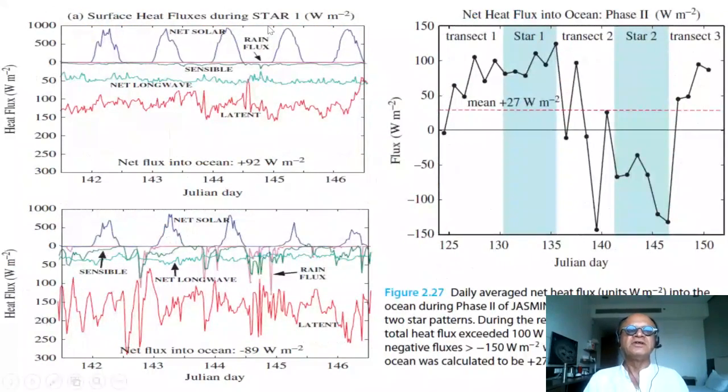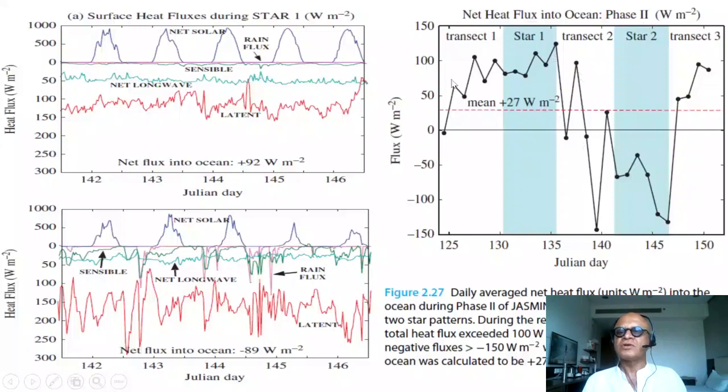So you can see here surface heat fluxes during STAR 1. There is the diurnal cycle of the net solar that's clearly seen. Sensible heat flux is, as usual, very small, and you can see this is just a few days in both these cases. Okay, and there is the latent heat flux measured maybe by eddy covariance flux measurement from the ship and so on, and then net heat flux into the ocean in phase 2.